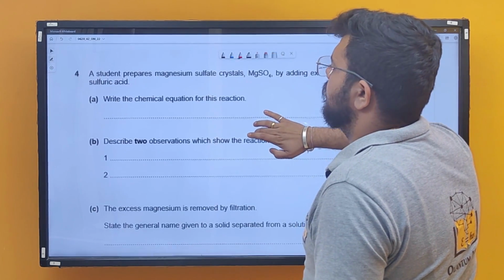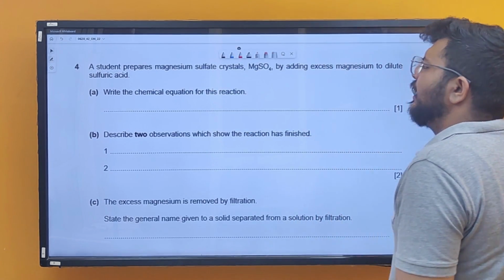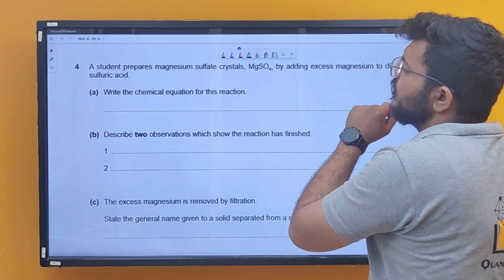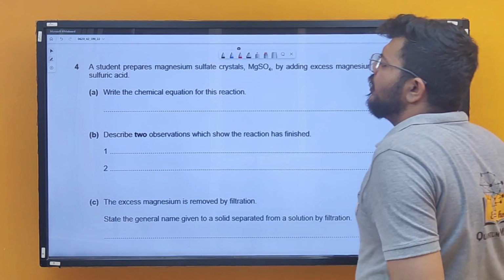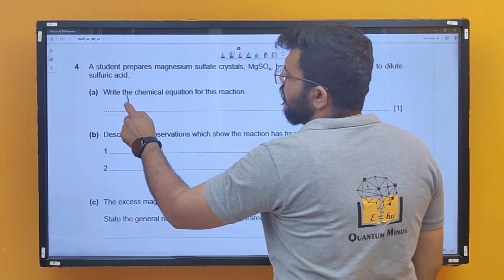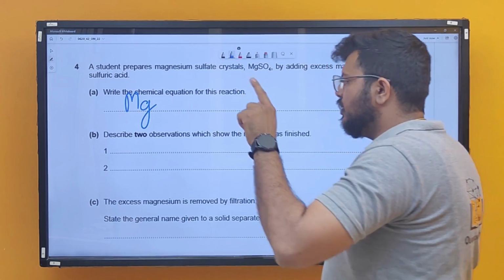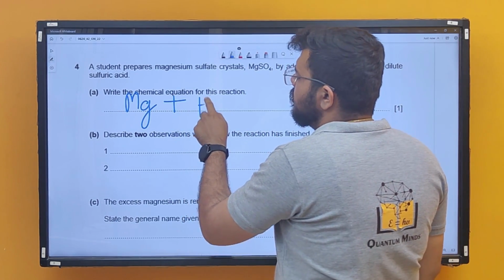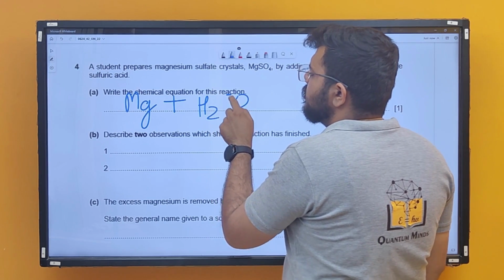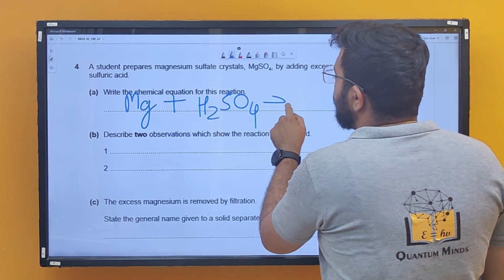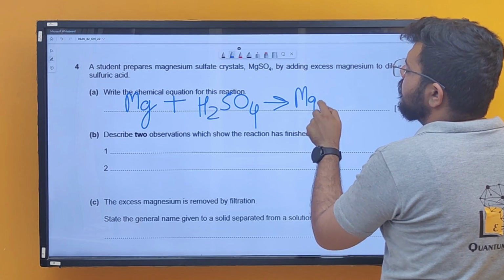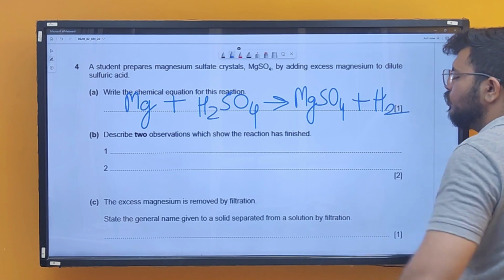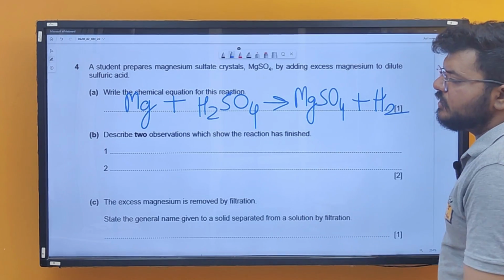We have a new question. A student prepares magnesium sulfate crystals MgSO4 by adding excess magnesium to dilute sulfuric acid. Write the chemical equation for this reaction. So you have Mg. Let's first see how many marks this is. 1 mark, so no need to add state symbols, but need to balance the reaction. Mg plus H2SO4 gives MgSO4 plus H2. This is already balanced.